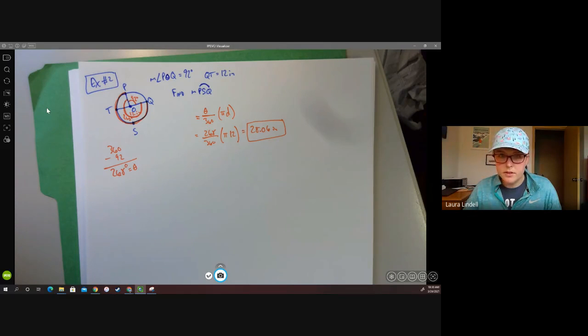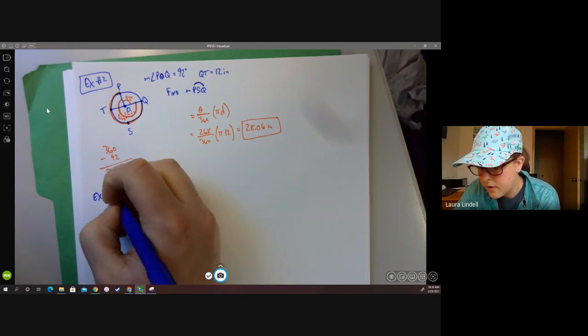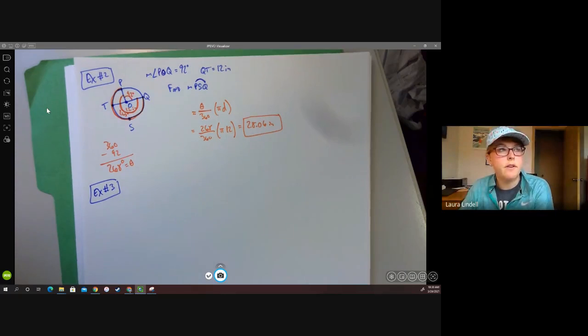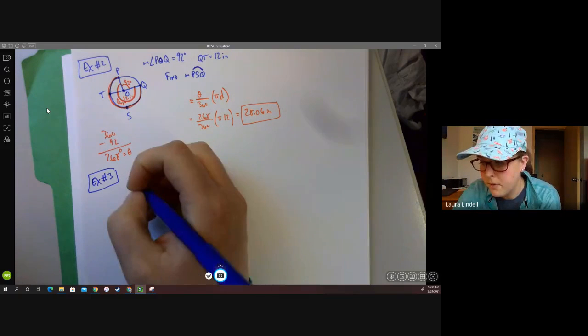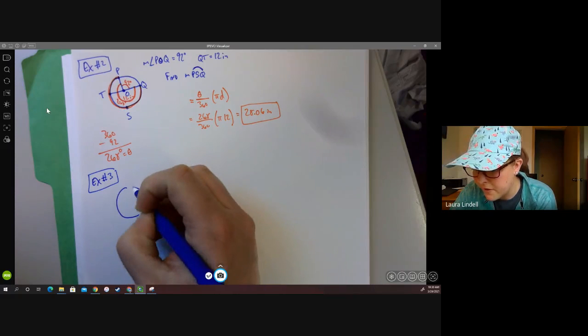Okay, one more example, and then it's your turn to give it a try. This time, we're going to be given something else. We're going to be given an arc length. But first, we're going to be given a picture.